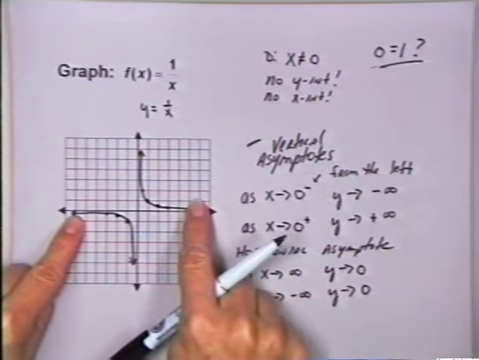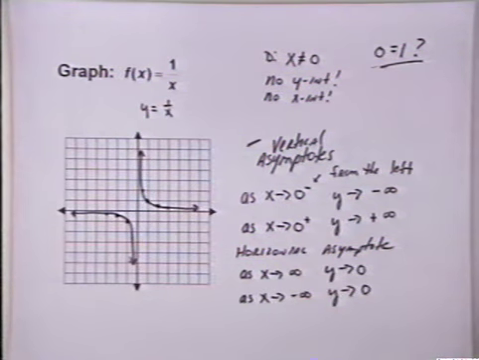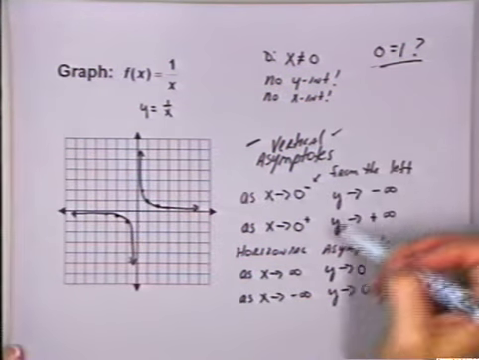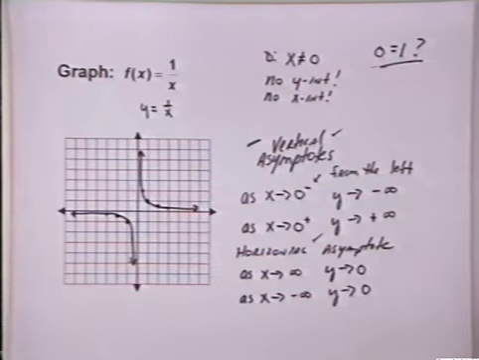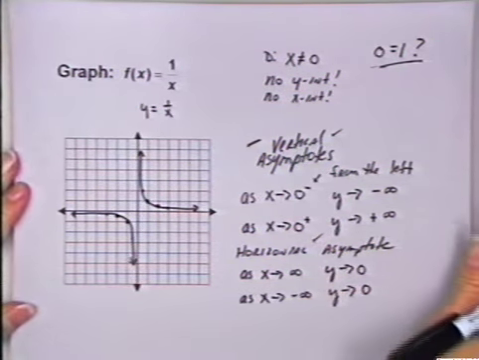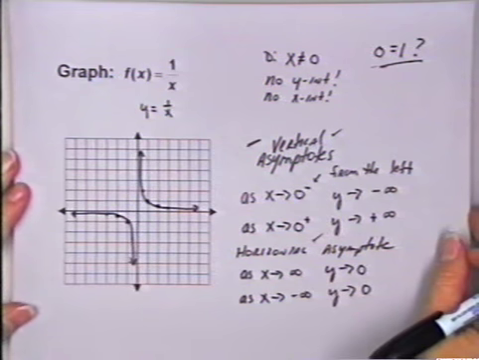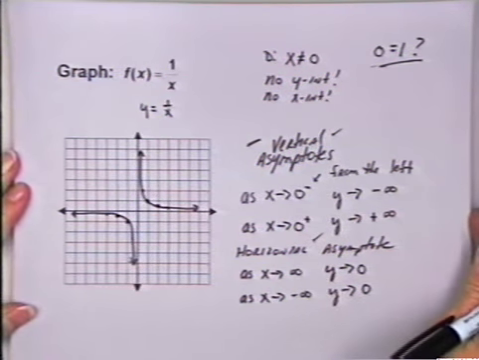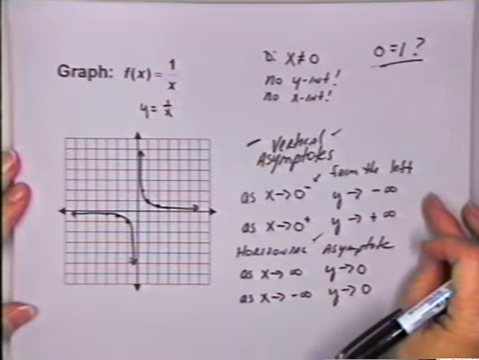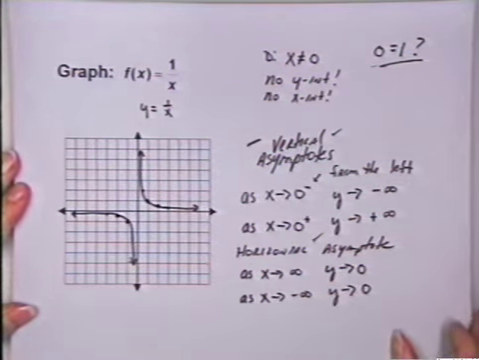Now, you will find that with rational functions, we very often have vertical and horizontal asymptotes. Now, not every time. We're going to try to look at a variety of problems. But what we want to do now is to look at a formal definition for vertical and horizontal asymptotes and also talk about how we find those asymptotes.